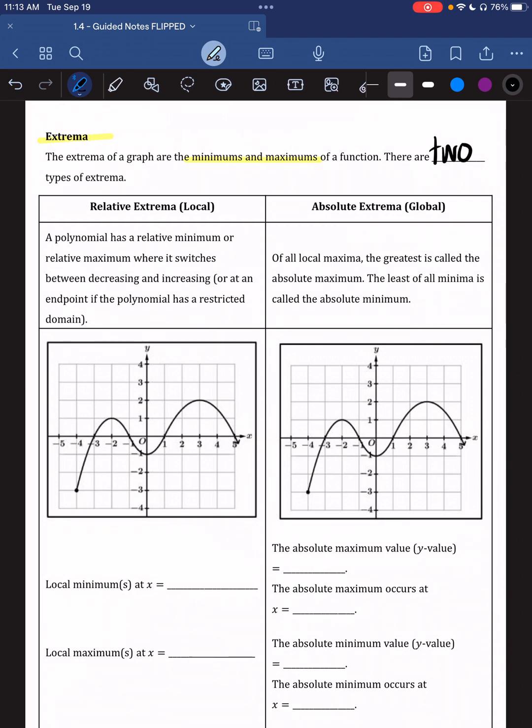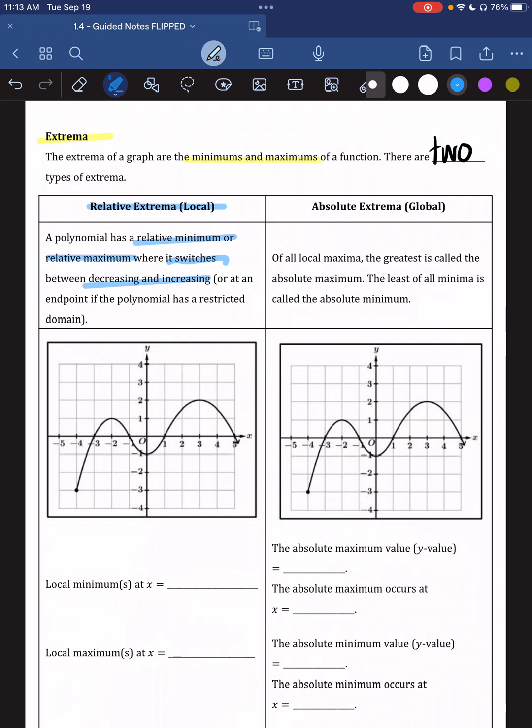The first type that we have, we call relative or local. It's important to be able to identify that both the terms relative and local are used interchangeably. A relative minimum or relative maximum occurs when the function switches between decreasing and increasing. Make sure you understand that that means it could be going from decreasing to increasing or increasing to decreasing. It's just when you notice a switch.